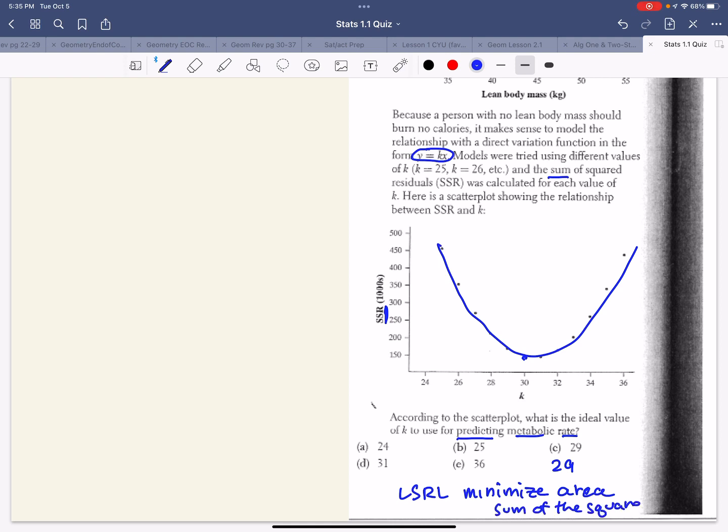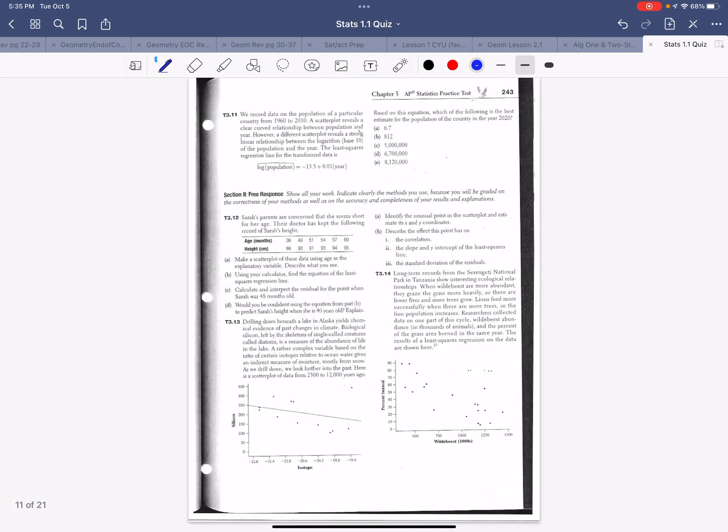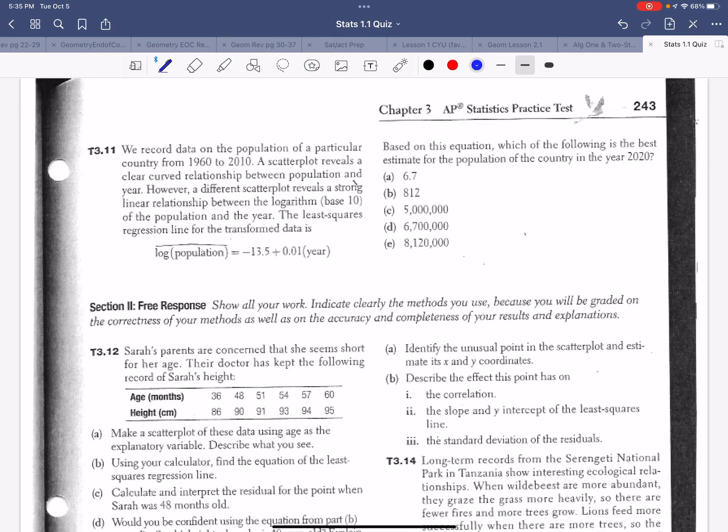All right. I think that's enough for one day. I might make, here's a question 11. Snuck it in here. One more. Okay, let's take a look. This one would be bonus because it's a log one.